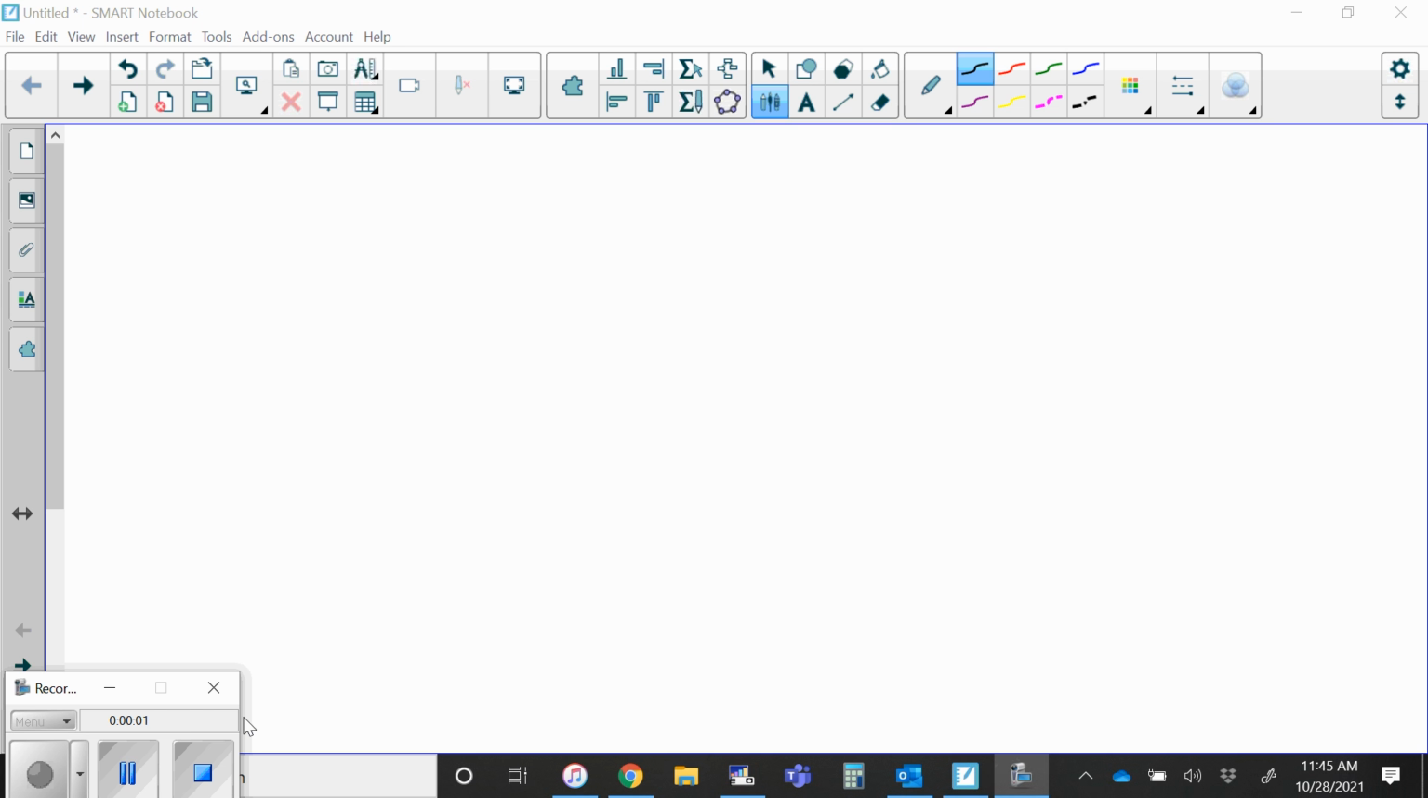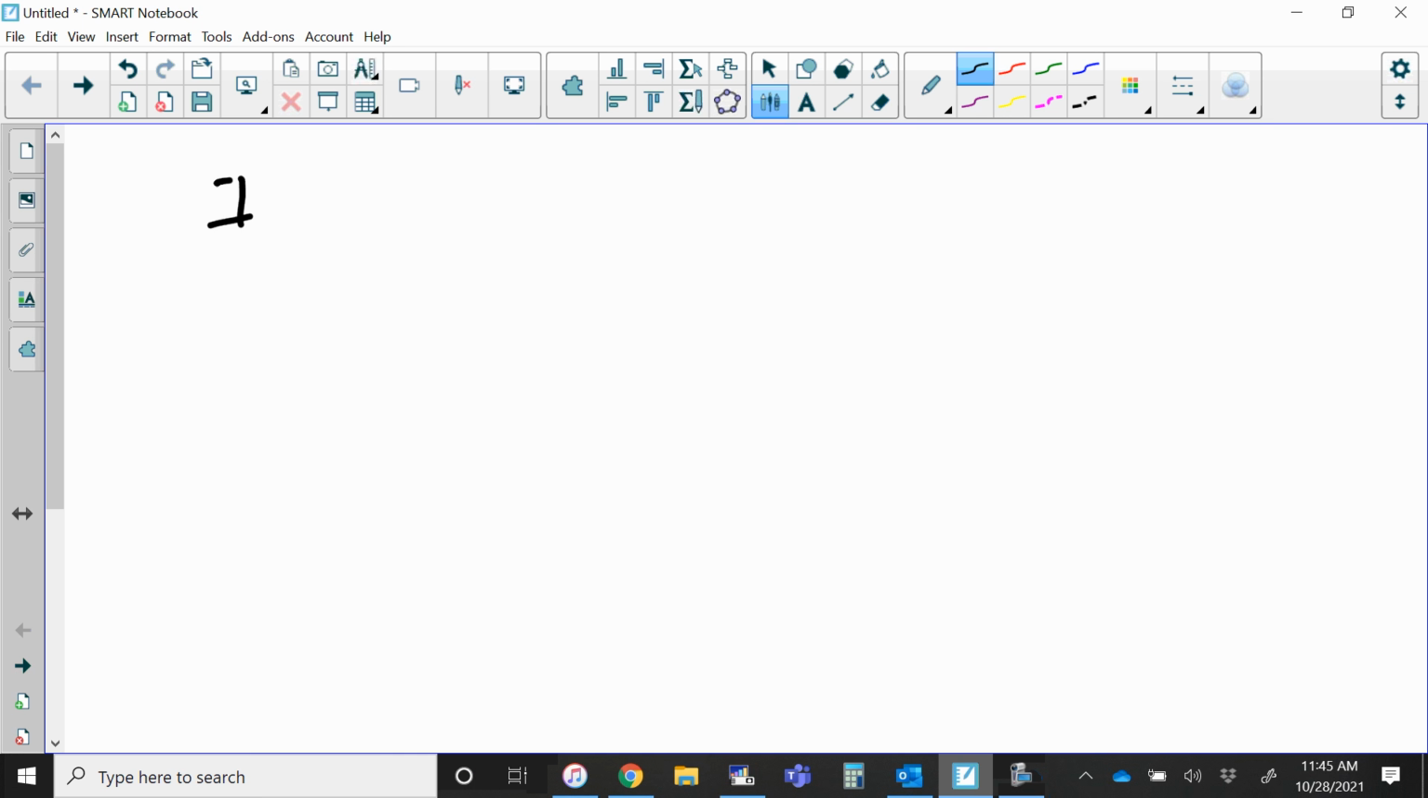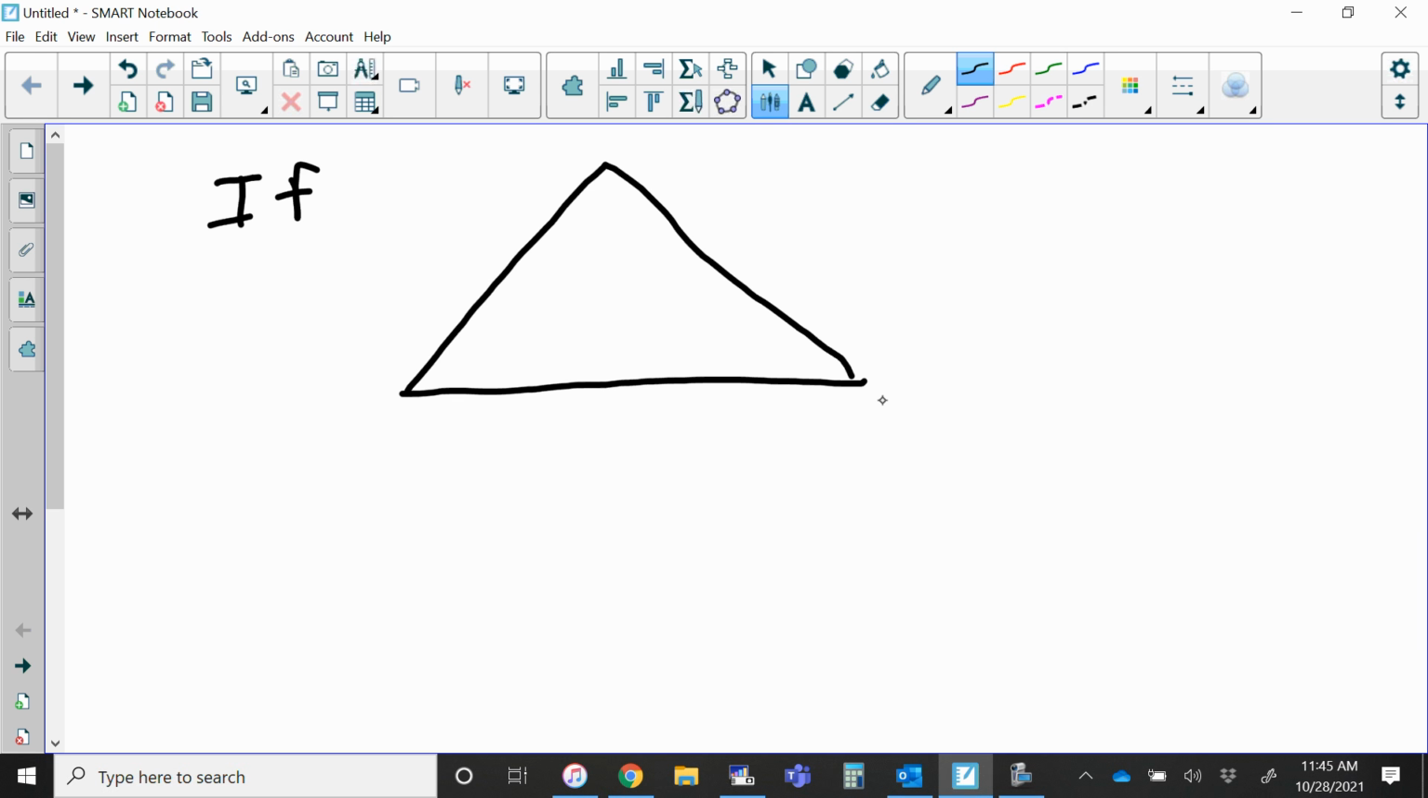And here's the new part. So if it's finishing 4-2, if you have an isosceles triangle, what will be true that we know if it's an isosceles? What will already be true? Two sides will be the same, and what else?